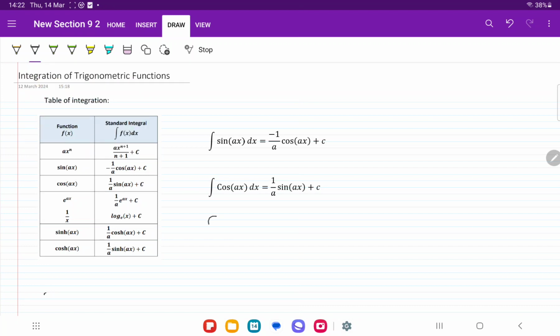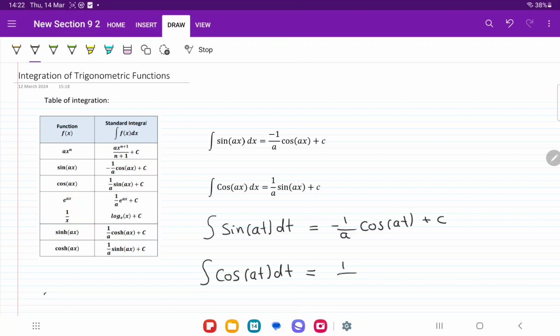Integration of sine at dt, the answer is minus 1 over a cosine at plus c. Same thing with the cosine: integrate cosine at dt, the answer is 1 over a sine at plus c. Now we go over a few examples.